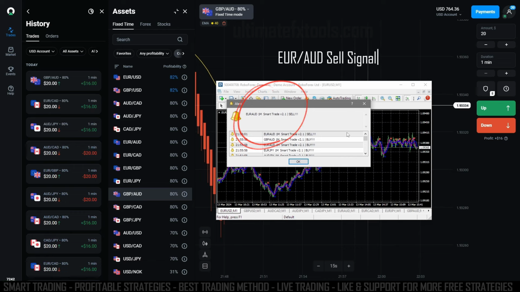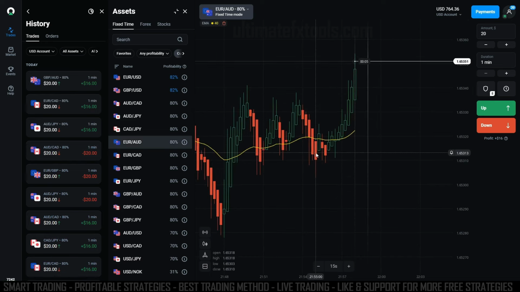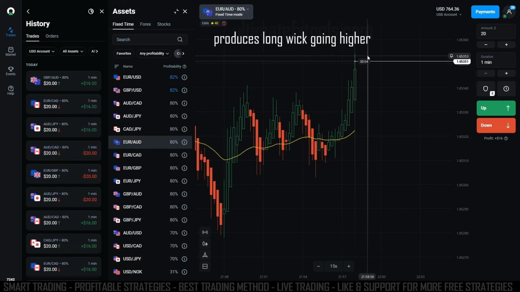Euro AUD has a sell alert signal. Let's check its market condition if it meets our certain trading requirements. Our candle bar is above our exponential moving average, and it produces a long wick going higher. There's a high chance that this trend will be cut off and it will go for its reversing state for the next few seconds. Let's trade going down.